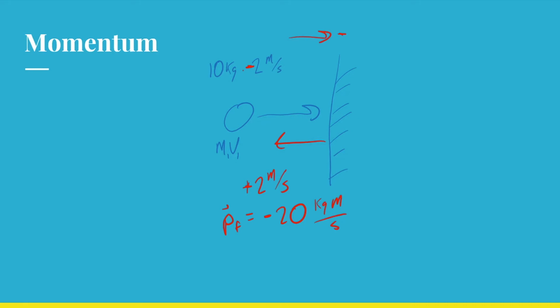Okay, so if our initial momentum was equal to 20 kilogram meters per second, and our final momentum is equal to -20 kilogram meters per second, what is the delta P? What is the change in momentum? So take 20 seconds, think to yourself.